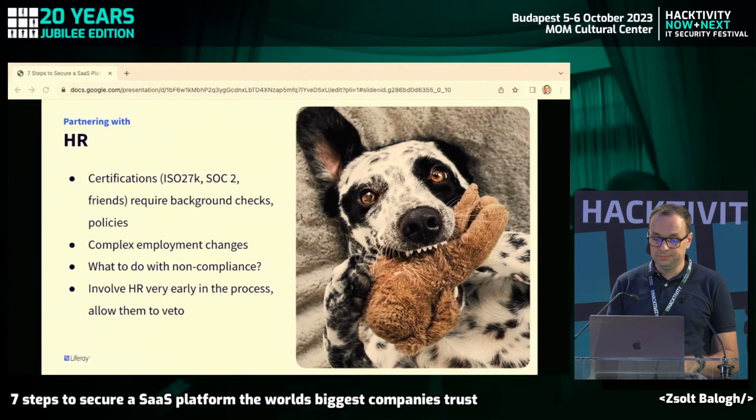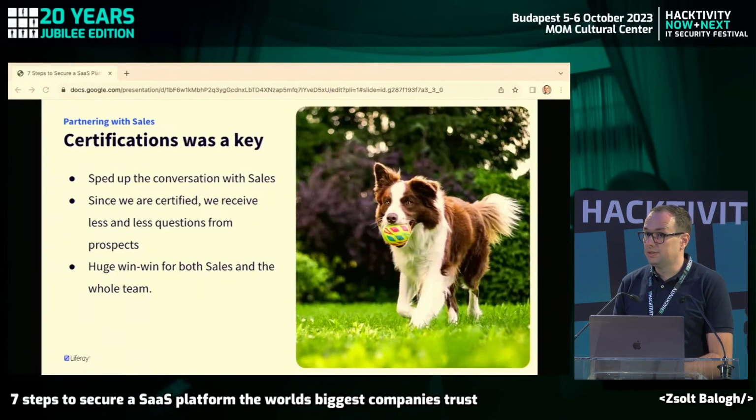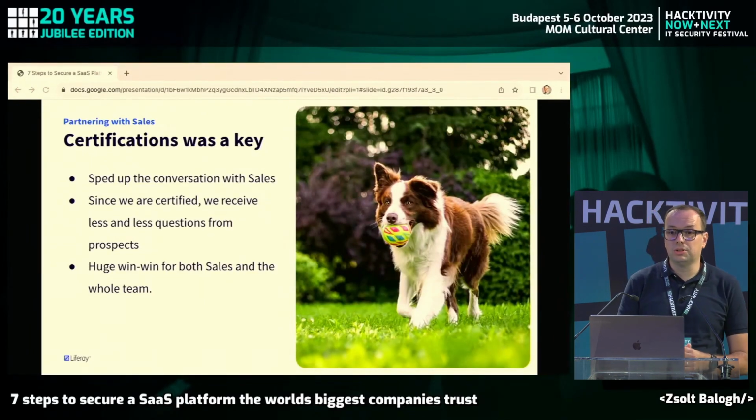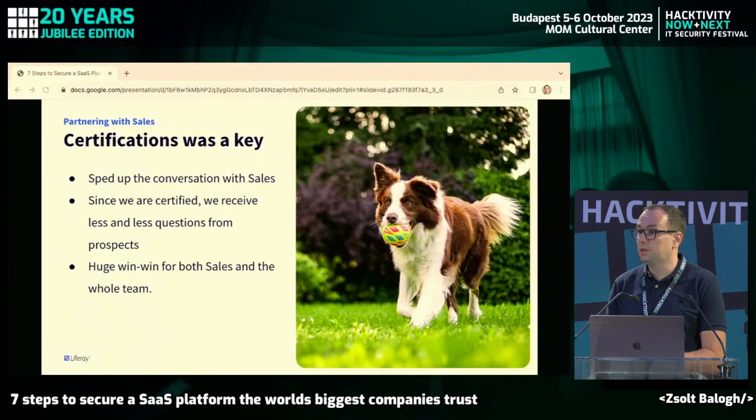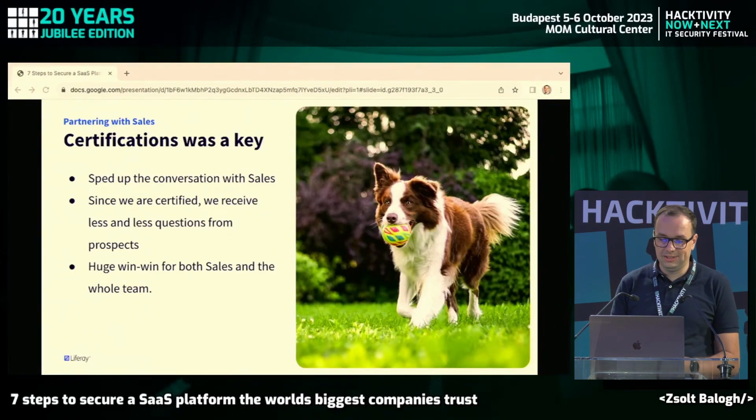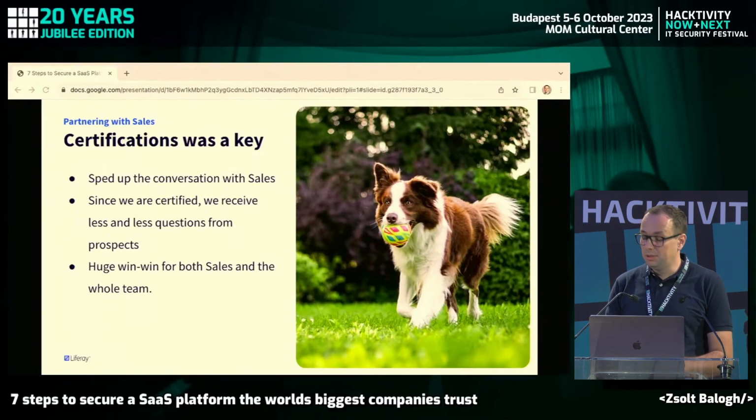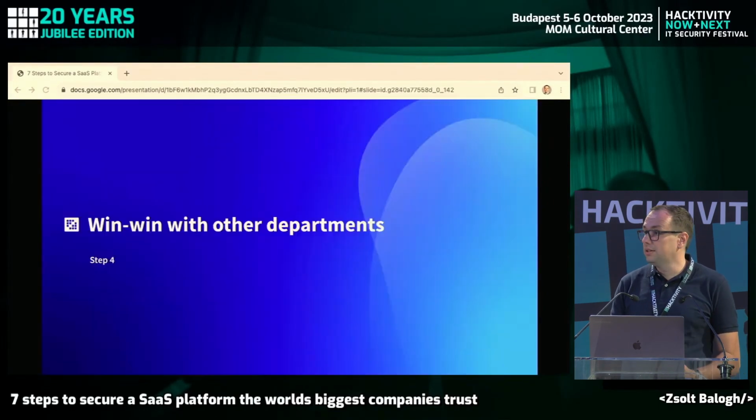And then for sales, certifications were key. Before we had the ISO, SOC 2, and other certifications applicable for our SaaS service, sales came to us with every security questionnaire. You can imagine these huge companies have huge questionnaires, and we spent all of our time answering all those questions. But with this, we have fewer questions, and everybody is happier, and then we have the win-win scenario. And I want to say: look for the win-win with all the other departments.